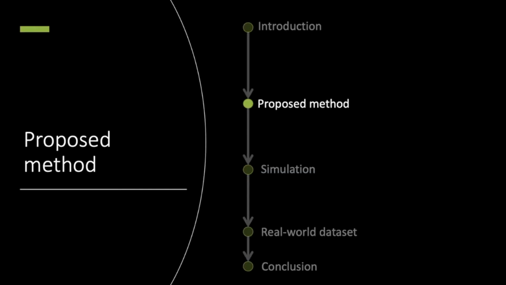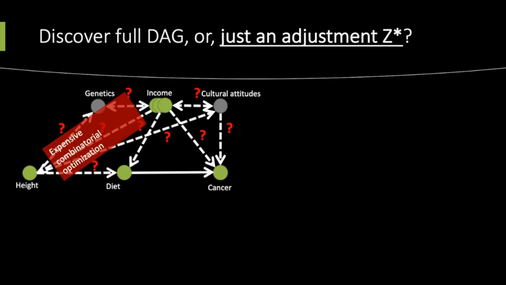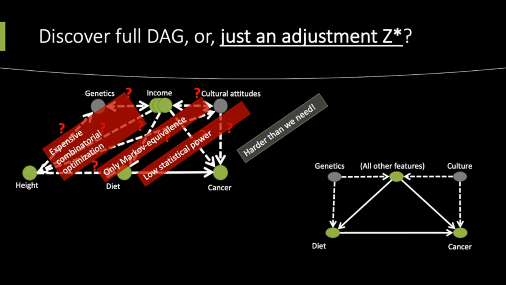In our proposed method, we will consider, first of all, two possible reactions. One natural idea would be to try and identify the full causal graph so we can apply the existing backdoor criterion to recover the causal effect. However, this solution would involve an expensive combinatorial problem, which will only give us a Markov equivalence class of graphs and will diminish in power as dimensionality grows since it relies on multiple independence tests. The good news is, this is actually a harder problem than we need to solve. Instead, we can target the adjustment set directly.